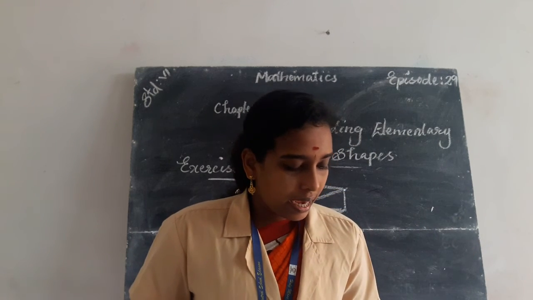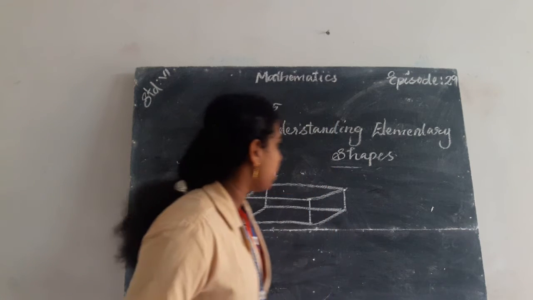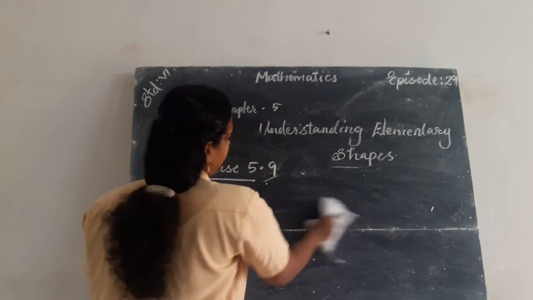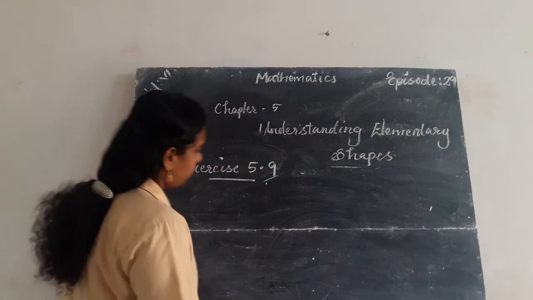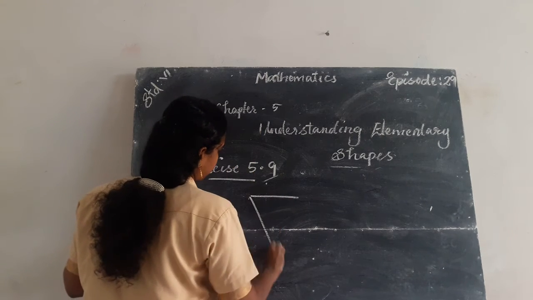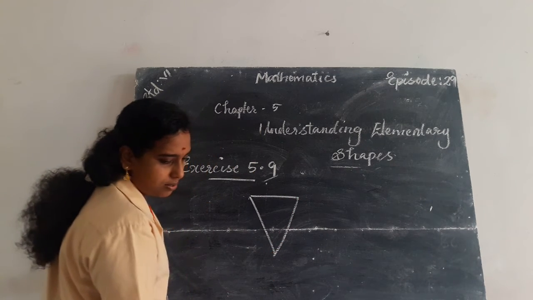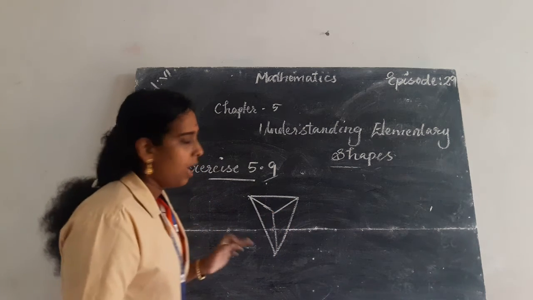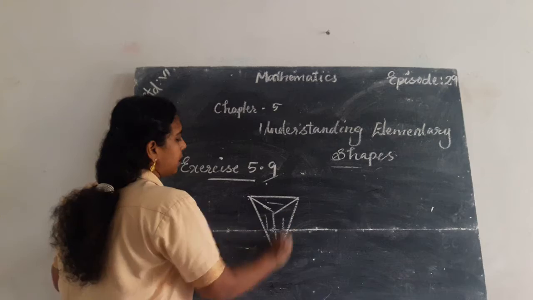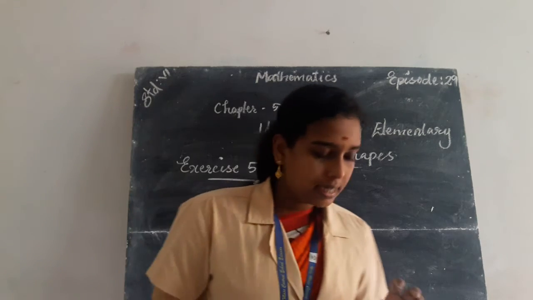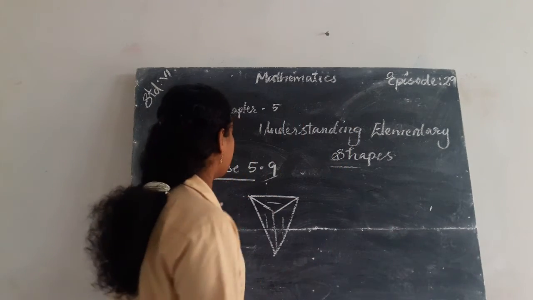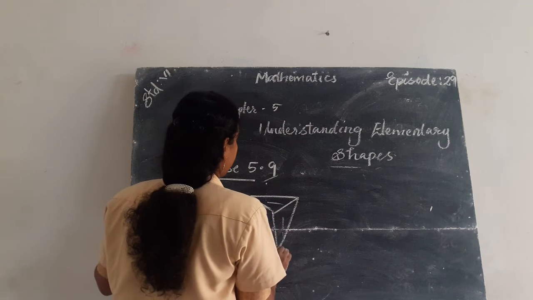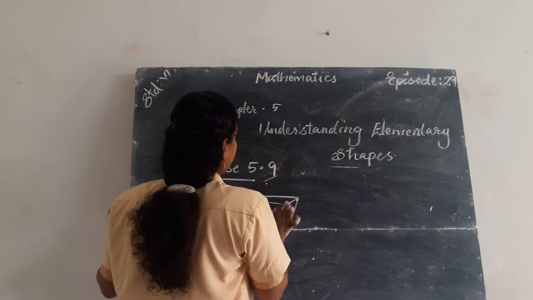Then a triangular pyramid. A triangular pyramid has 3 faces. In your textbook, the picture is also given. It's a sketch of a triangular pyramid, and the triangular pyramid has 3 faces, 6 edges and 4 corners. So these are the corners of the triangular pyramid.